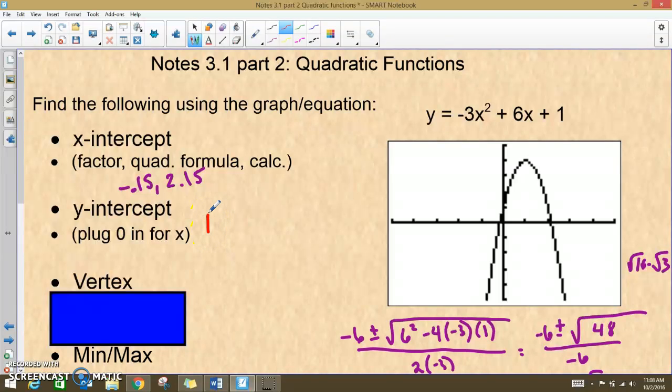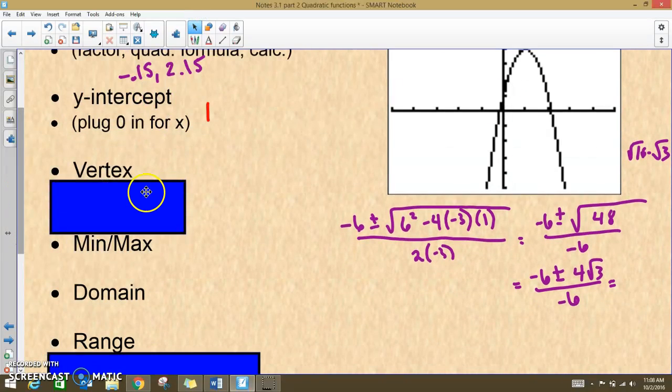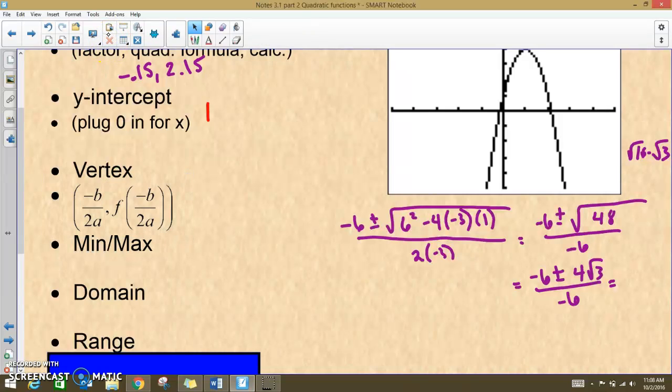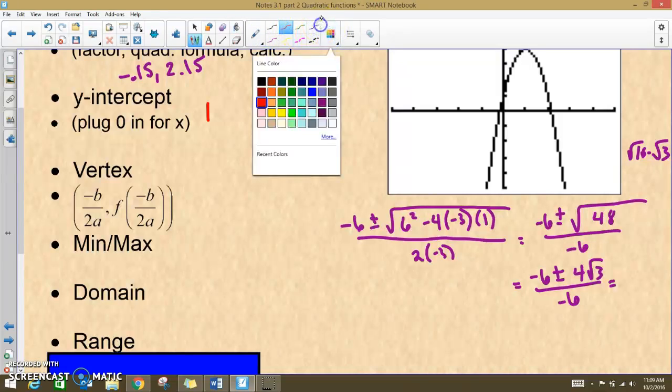Okay, to find our vertex. Remember that's kind of the turning point of our graph. We do have a little formula that we can use. Okay, it looks a little confusing, but to find the x-coordinate of the vertex, it's negative b over 2a. And then to find the y-coordinate of the vertex, you take that x answer that you just found and plug it into the equation and solve for y. So let's take a look over here.